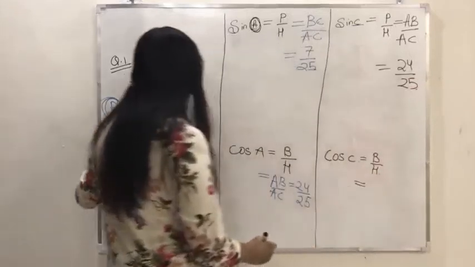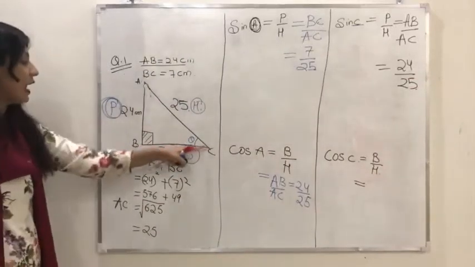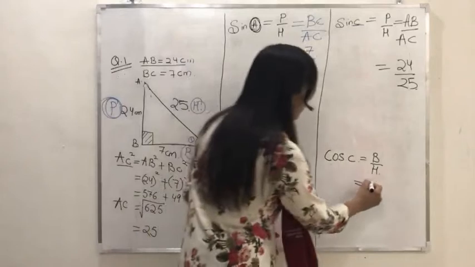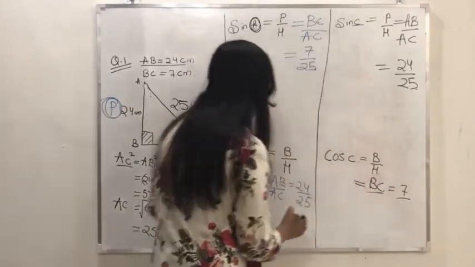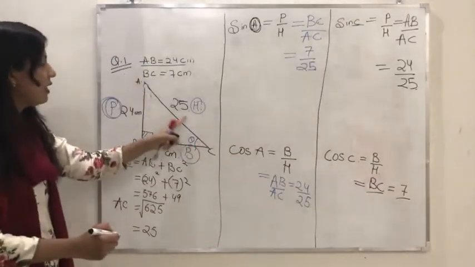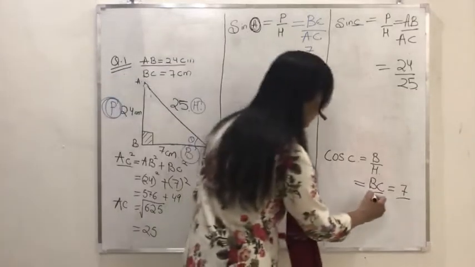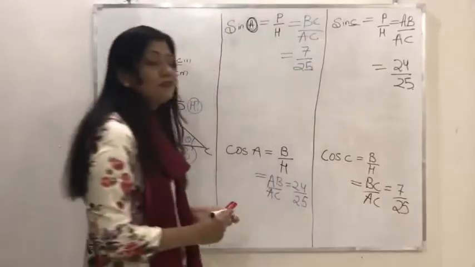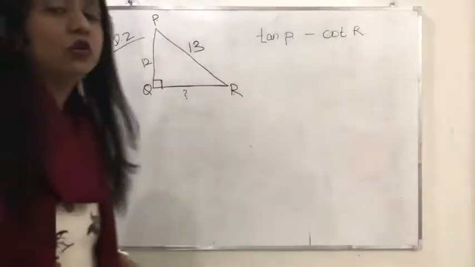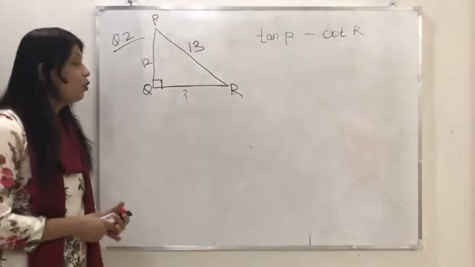Similarly, here your base is BC, that is 7, and your hypotenuse is AC, that is 25. So cos C is 7 upon 25. So now in question number 2, what is given?